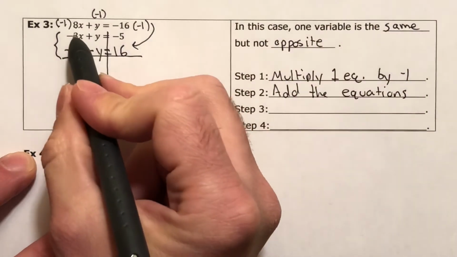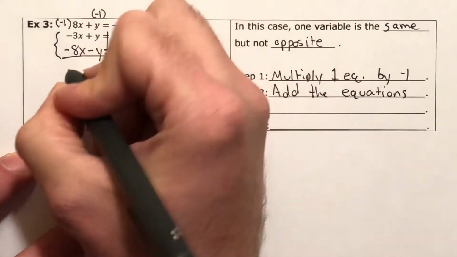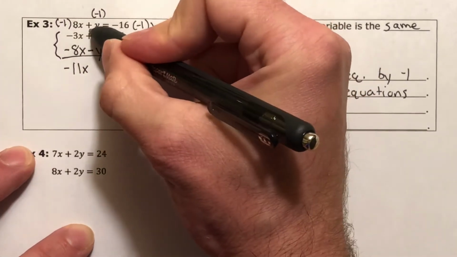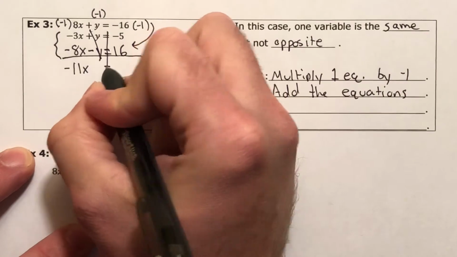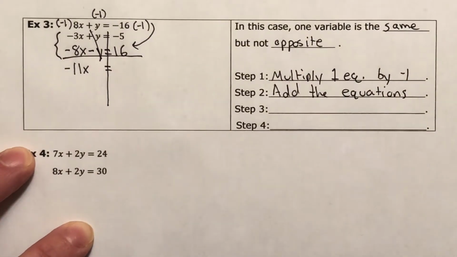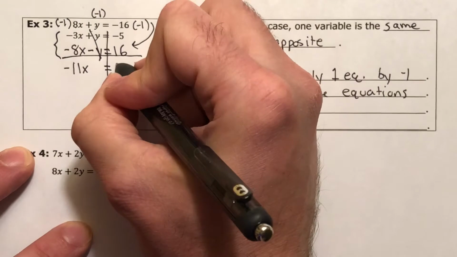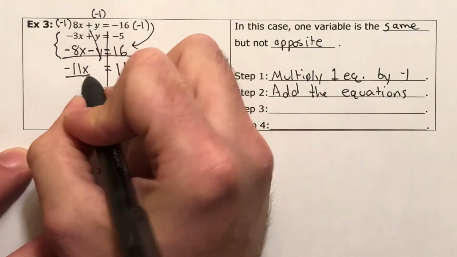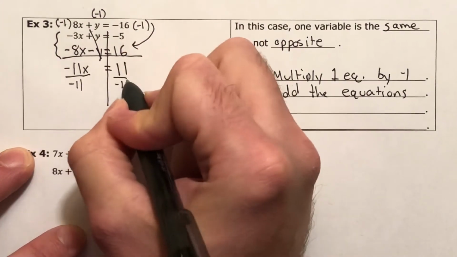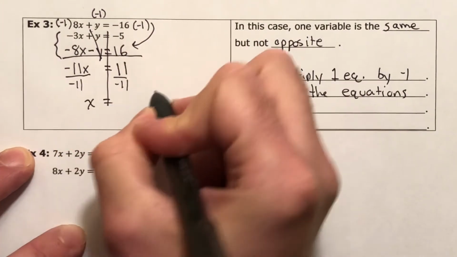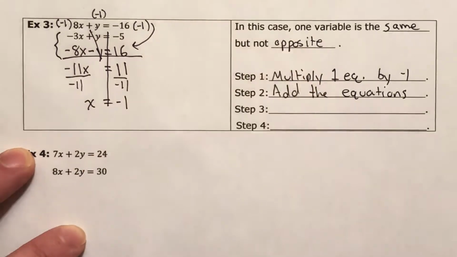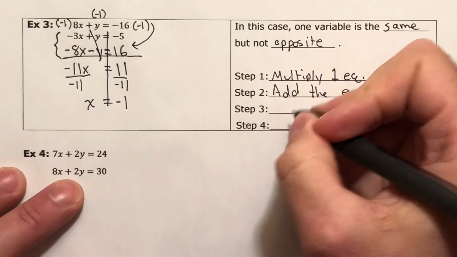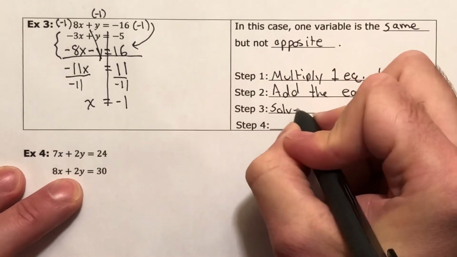All right, so negative 3x plus negative 8x is negative 11x. And y minus y cancels out. So we eliminated the y variable. Now negative 5 plus 16 is positive 11. Last step for solving for x, divide by negative 11 on both sides. And that gives us x equals negative 1. So after you multiply by negative 1 and add, you solve for the first variable.